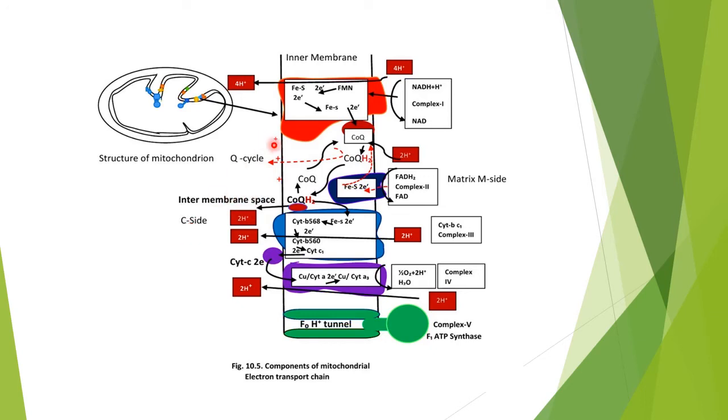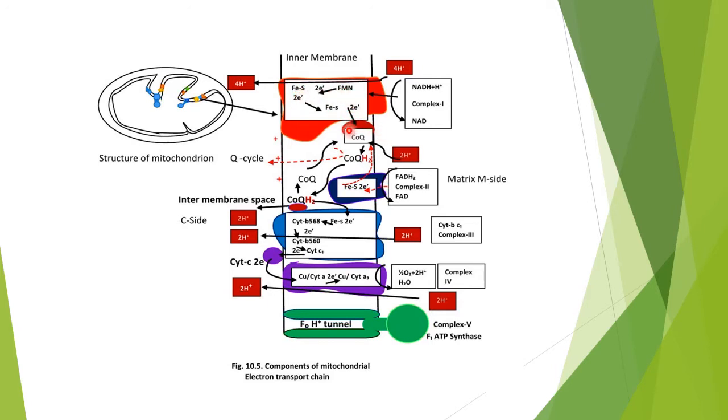So we have these complexes which we will discuss one by one. The first complex is this, which is called the NADH dehydrogenase complex, or complex 1. It has within it a number of redox centers which are arranged in such a fashion that the electrons will flow between them, and the energy will be released. That energy will be harnessed for the pumping of protons from the matrix side to the C side. So there are FMN and iron sulfur centers. We will discuss them one by one.